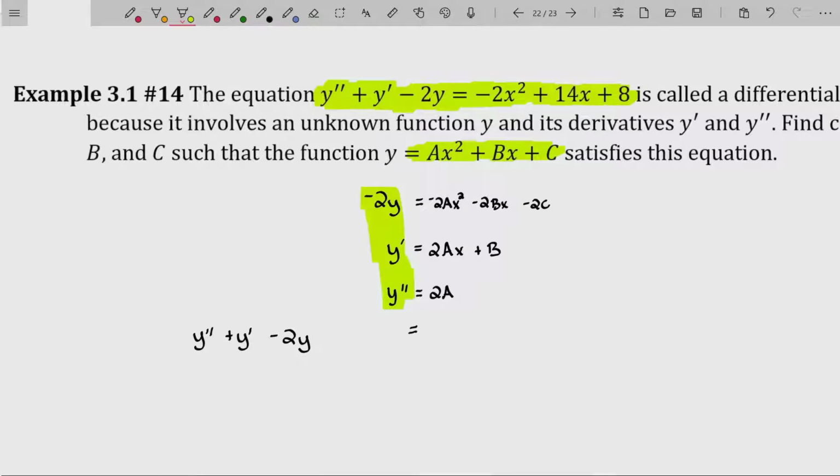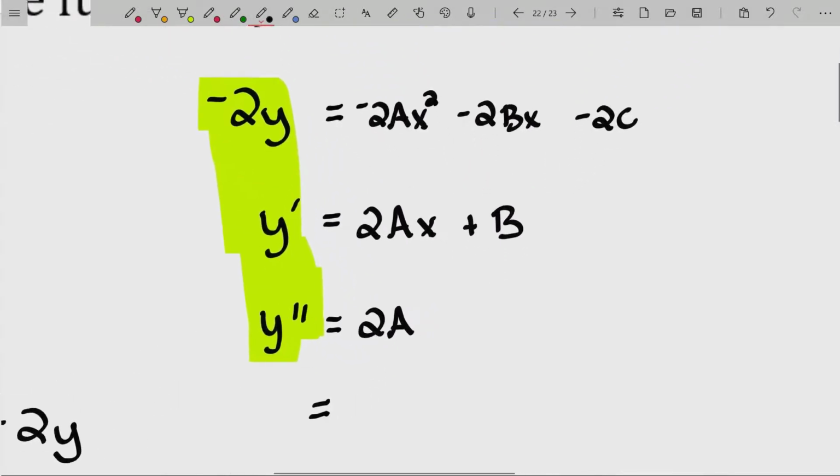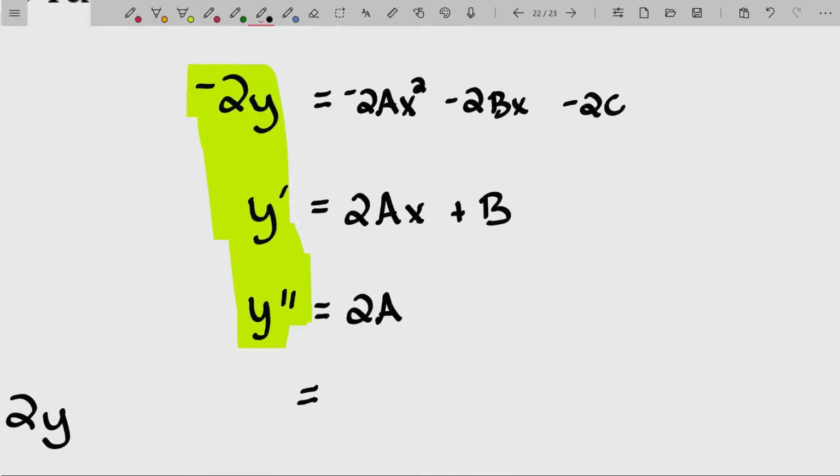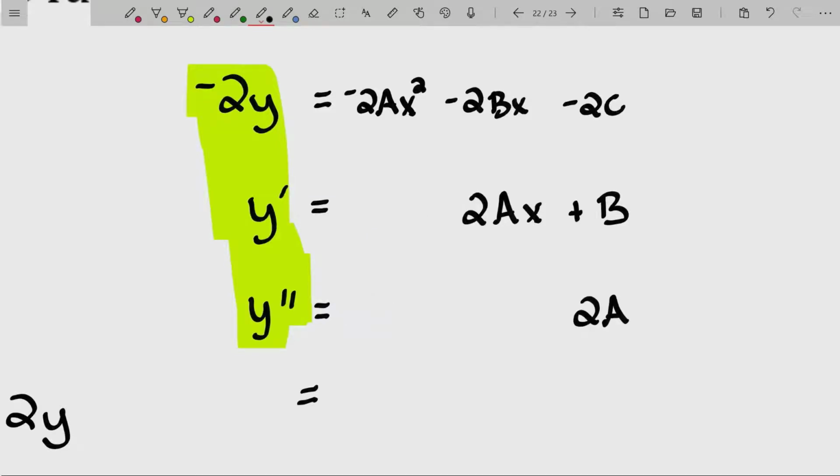So let's go ahead and add up y double prime plus y prime plus a negative 2y, and we're going to collect like terms while we do this. For example, x squareds, I only have... in fact, let me pause the video and shift some stuff. Now that I've shifted some stuff, it makes it somewhat obvious how I'm adding these things up.